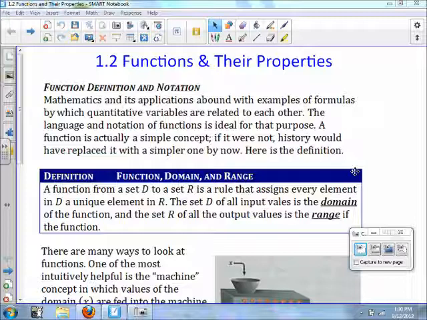Here's the definition. A function from a set D to a set R is a rule that assigns every element in the set D a unique element in set R. The set D of all input values is the domain of the function, and the set R of all the output values is the range of the function.